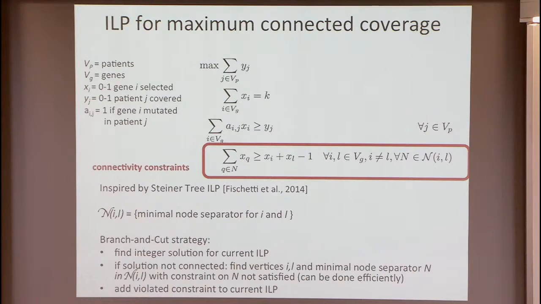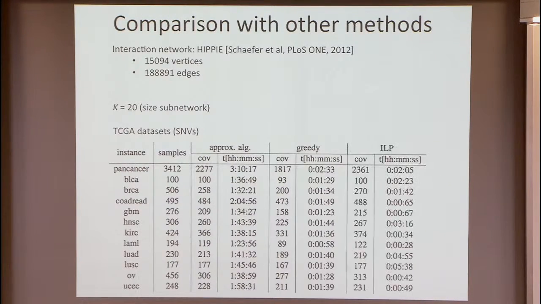So we have implemented it, and then we have compared the runtime for the ILP with the runtime for the approximation algorithm and the greedy algorithm for different data sets from TCGA. And what we found is that actually this ILP is quite fast. It's much faster than the approximation algorithm, because the approximation algorithm had to compute many paths. And it is also comparable in running time with the greedy approach.